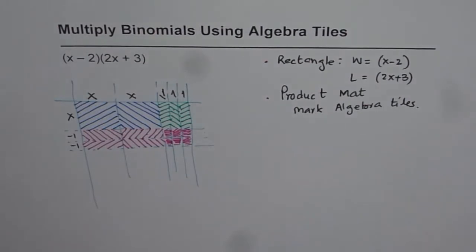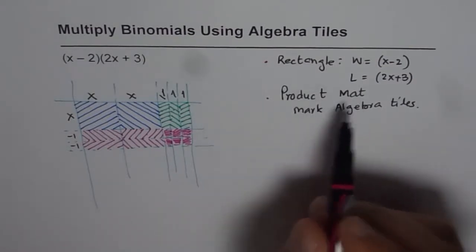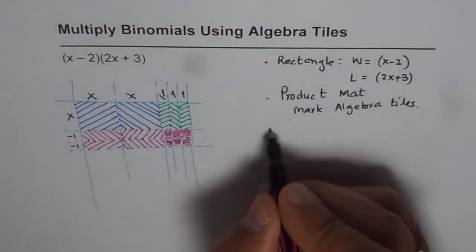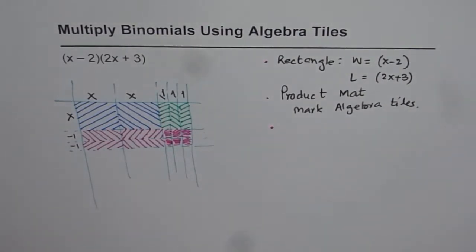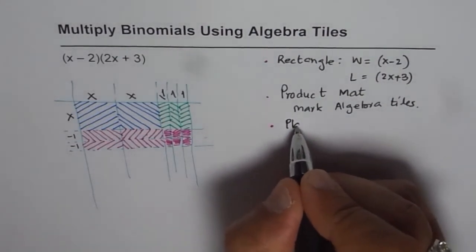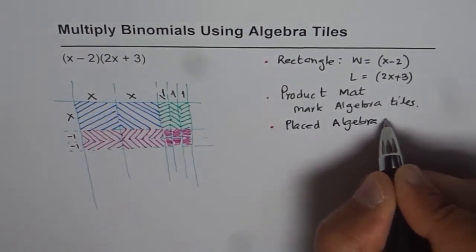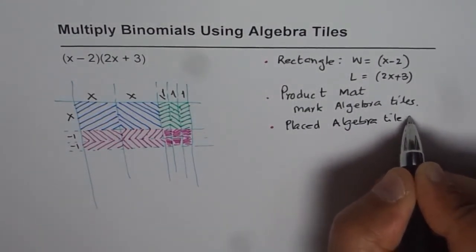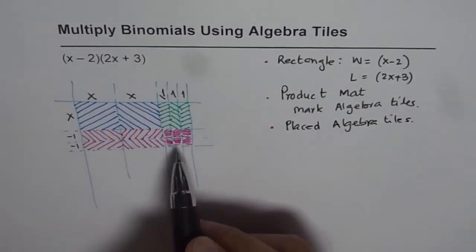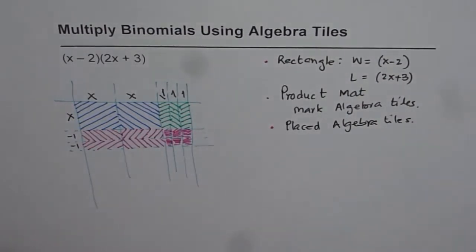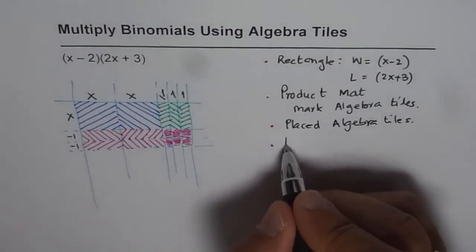Now the next step is to arrange them. So we have done, at this stage, we made a product mat, we marked the algebra tiles, and on that tile we have placed algebra tiles, right? With right colors, right? So red ones are negative, all others are positive. Now we have to rearrange to simplify the polynomial, right? So let us rearrange the tiles.